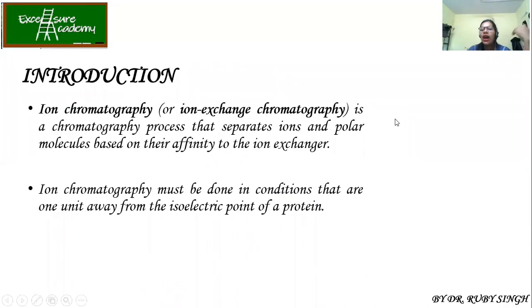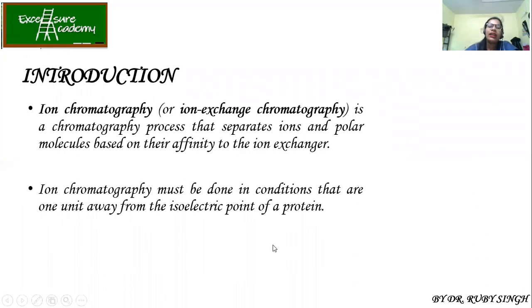So let's talk about ion exchange chromatography over here. Ion exchange is a chromatography process that separates ions and polar molecules based on their affinity to the ion exchanger. So from the name itself, it's clear that it is going to exchange the ions. Now, what kind of ions are there? Cations and anions are there. So it means it is going to exchange for its cation or anion.